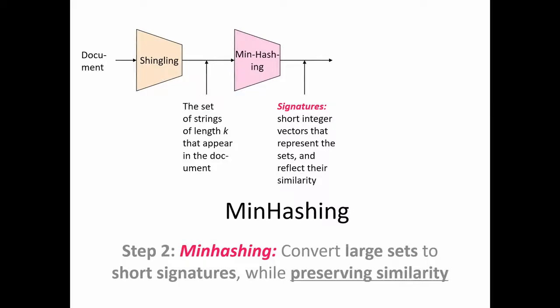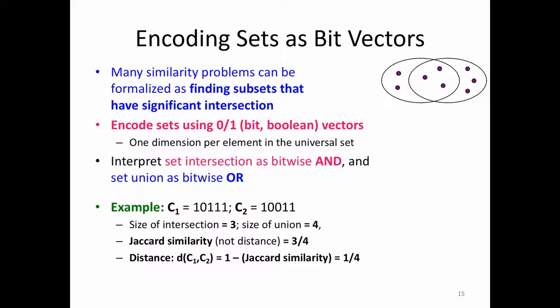So now we use what is called min hashing first, to convert these large sets to short signatures while preserving similarity. Our notion of similarity is the Jaccard similarity. As we have discussed, in many similarity problems, they can be formalized as finding subsets that have significant intersection.